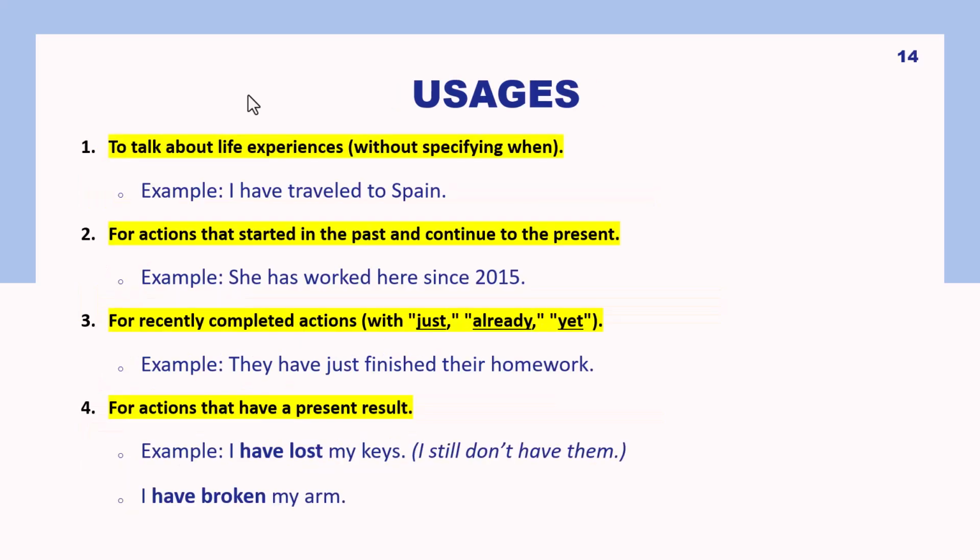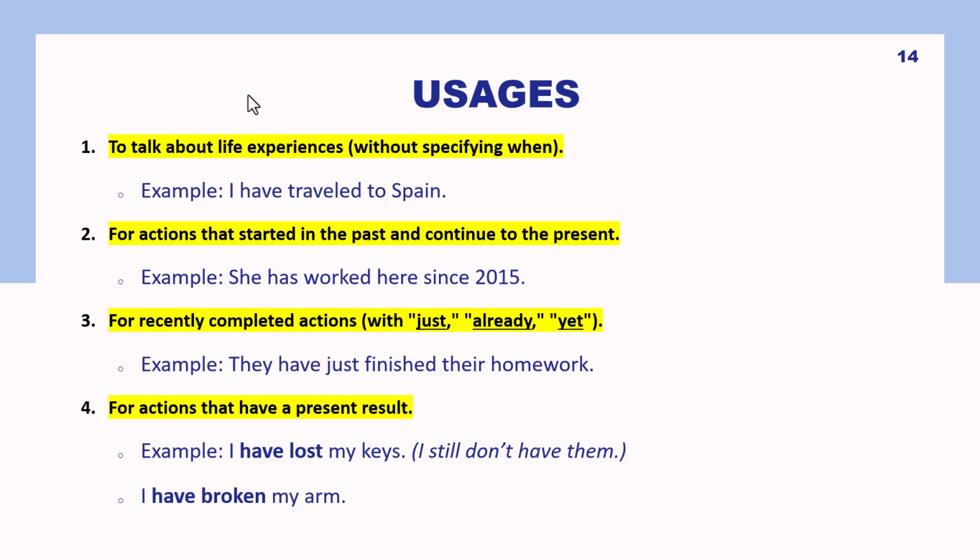The usages or the functions of present perfect tense. The first and most important usage of present perfect tense is that it is used to talk about life experiences without specifying the time. For example, I have traveled to Spain. So traveling to Spain was an experience for me. When? I don't know, or I don't care, or I don't want to mention. So we can use present perfect tense to talk about life experiences without mentioning the time.